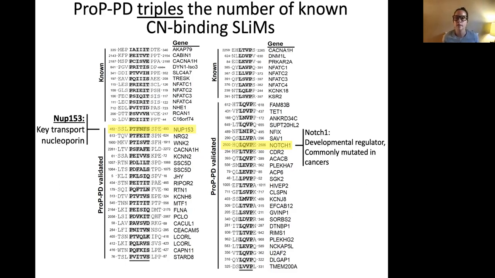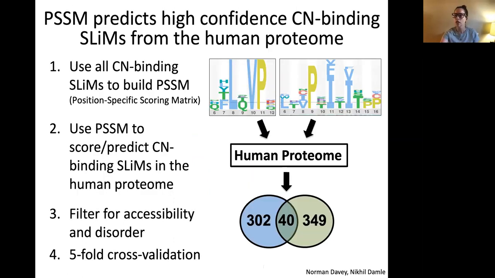Ultimately though, what's really great about the ProPD approach is that it tripled our number of calcineurin binding SLIMs, which allows us to build a very sophisticated computational algorithm to predict more novel PxIxITs and LXVPs from the proteome. And so to do that, we used this wealth of understanding of these motifs to generate two different position-specific scoring matrices, or PSSMs, that are used to map and score peptides throughout the proteome and generate a list of sequences that score highly against our PSSMs.